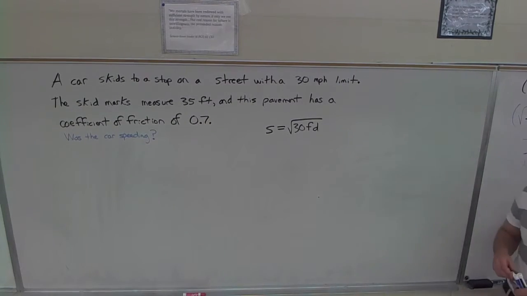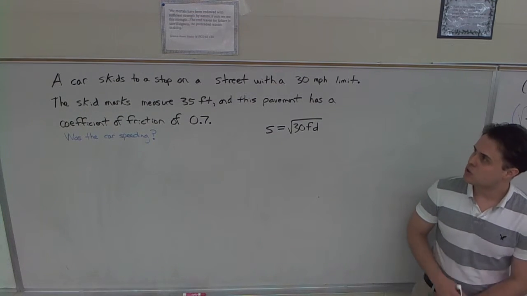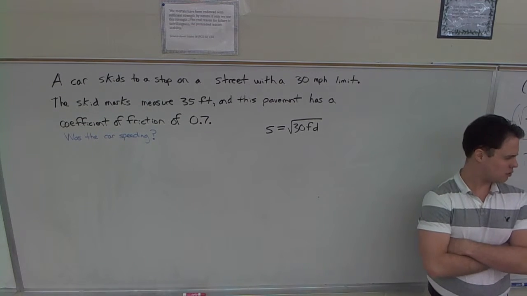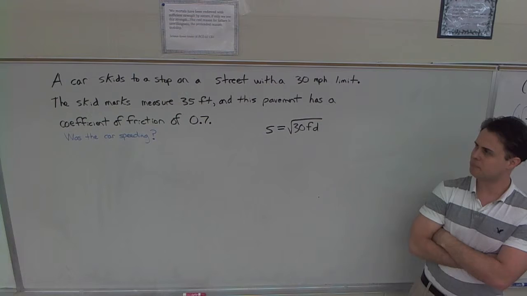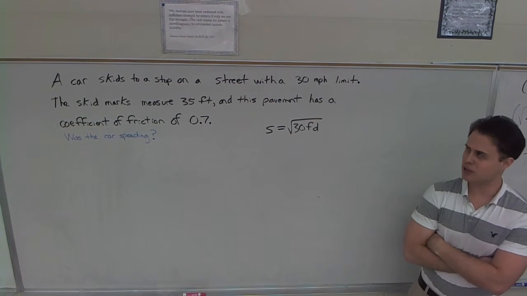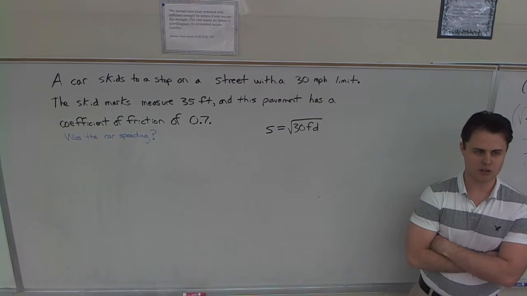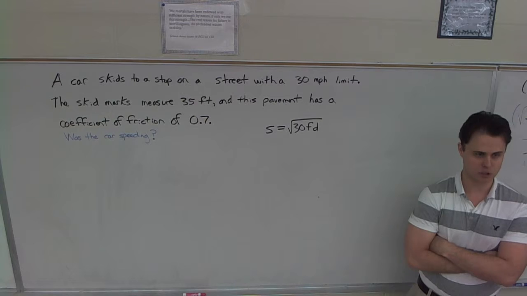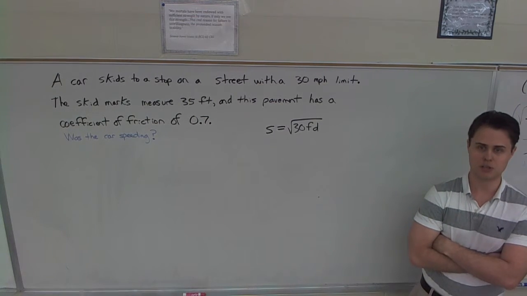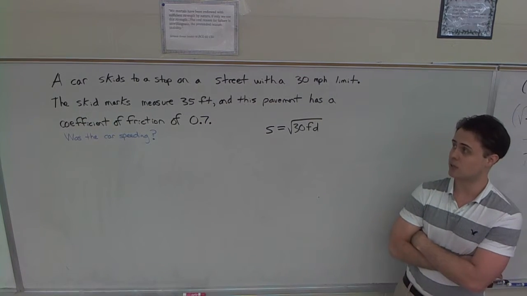Okay, so let's look at an application where we're solving radical equations. This one says a car skids to a stop on a street. The street has a 30-mile-per-hour speed limit. And the cops went out and measured the skid marks, and they know that each kind of pavement has a different coefficient of friction. Like when they put sand on it in the winter, that really changes the coefficient of friction. There's all kinds of ways to change that. So they measured the physical properties of the pavement, and they got 0.7.